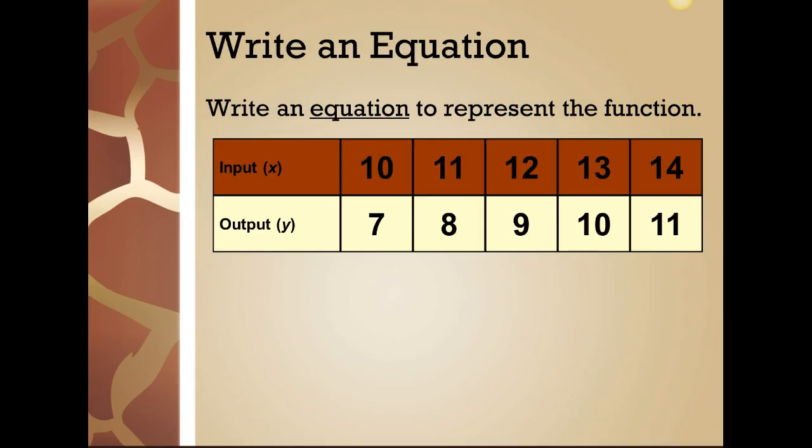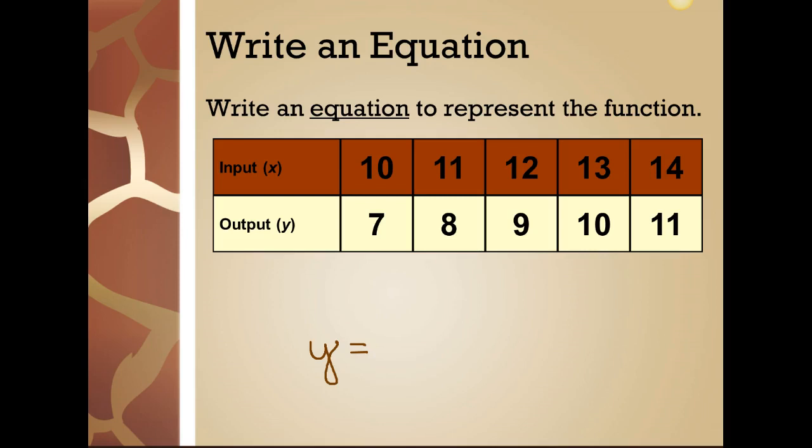Let's write an equation to represent the function. When we're writing equations, we know that they're going to have an equal sign because an equation is a sentence stating that two expressions are equal. When we write algebraic equations to represent functions, we usually start with y equals. The output equals something that happens to x. We will analyze our table to figure out the rule.